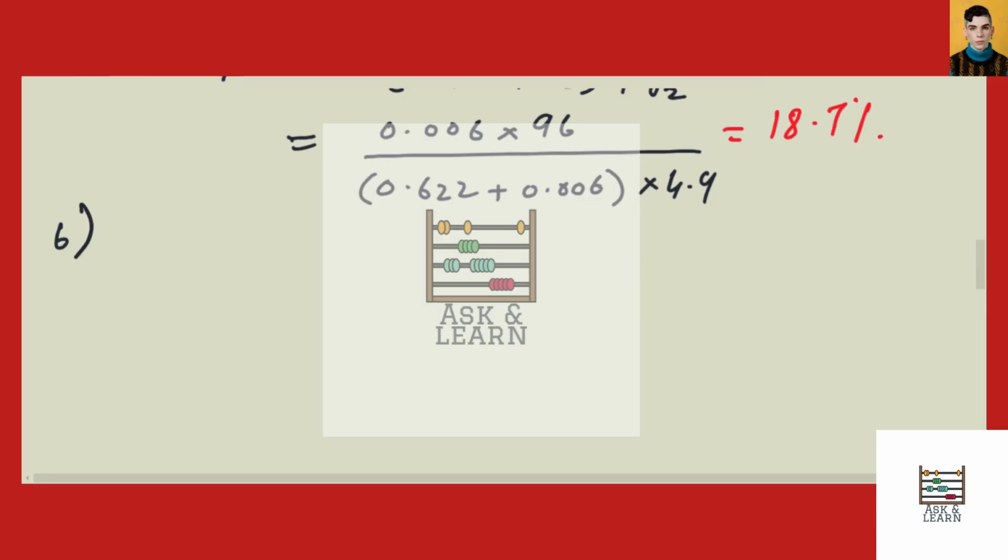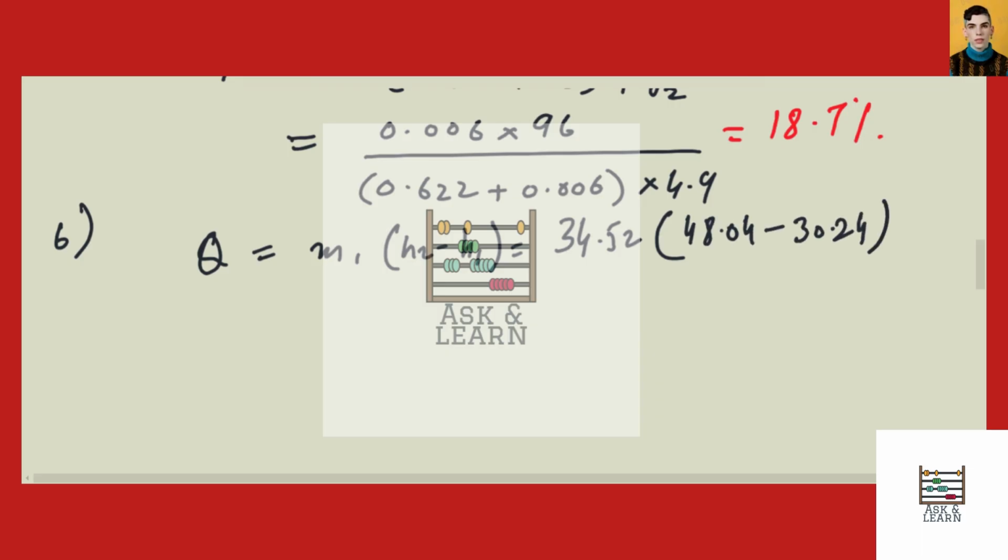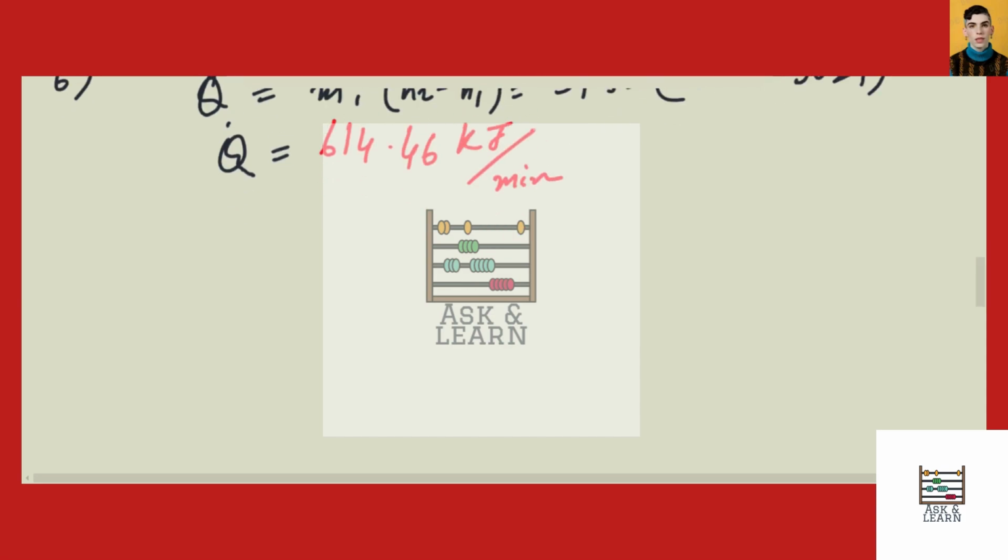So guys, now we move on to part B of this question. The heat transfer rate Q can now be calculated as Q is equal to m1 into H2 minus H1, and that is equal to 34.52 multiplied by 48.04 minus 30.24, and the answer is Q is equal to 614.46 kilojoules per minute.